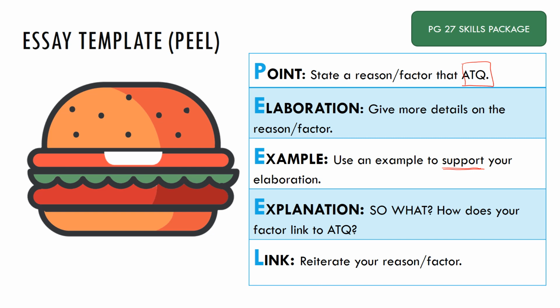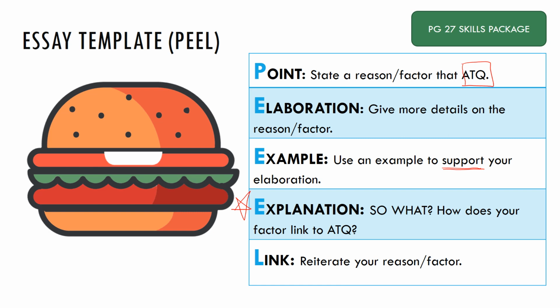Next one, explanation. Okay, the keyword for this kind of questions, for essay writing questions, is your explanation. When you elaborate on the point, after you have elaborated, you must ask yourself, so what? How does this factor link back to answering the question? I'll show you with an example later. Okay, but just at the back of your head, so what does this mean to me? What makes you say that? Okay, and the last one is linking, which is to reiterate and repeat your reason or factor to make sure that the whole paragraph sounds very fluent.